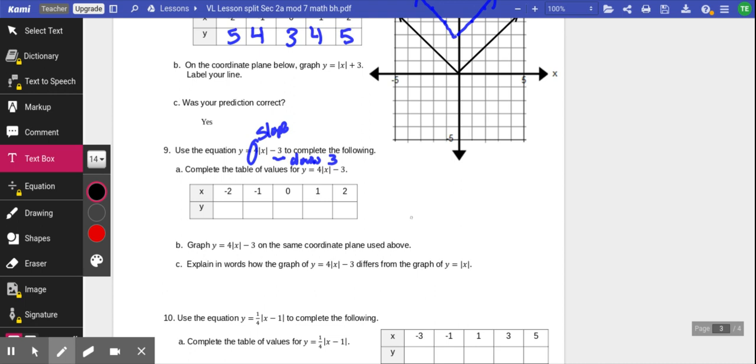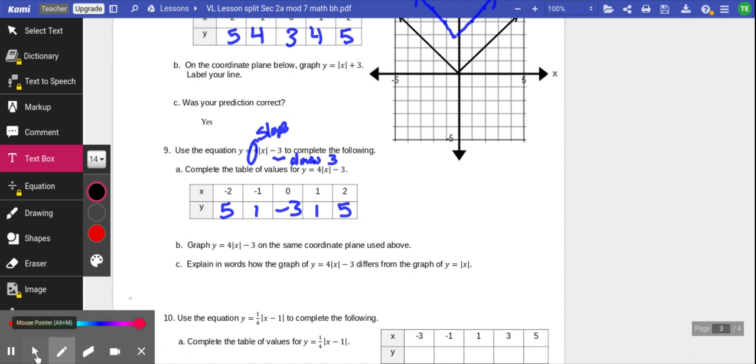So the absolute value of -2 is 2. 2 times 4 is 8. 8 minus 3 is 5. The absolute value of -1 is 1. 1 times 4 is 4. 4 minus 3 is 1. The absolute value of 0 is 0. 0 times 4 is 0. 0 minus 3 is -3. The absolute value of 1 is 1. 1 times 4 is 4. 4 minus 3 is 1. The absolute value of 2 is 2. 2 times 4 is 8. 8 minus 3 is 5. Okay, they want us to graph above, so I'm going to go ahead and do that.